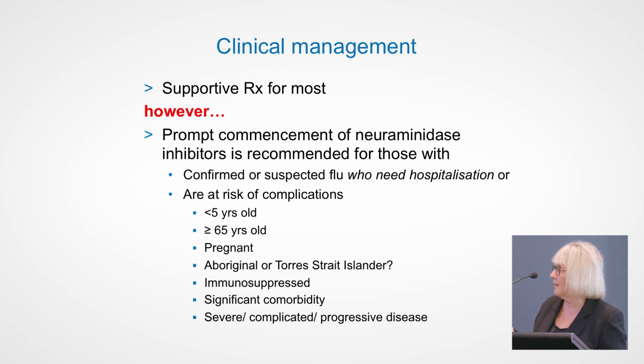Immunosuppressed people, people who've got significant comorbidities, especially respiratory and cardiac problems, and people who've got severe, complicated or progressive disease, and these are your people who are going to end up in intensive care units, where they will certainly be put on antiviral drugs.